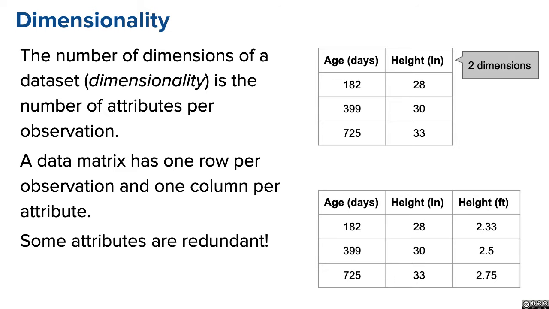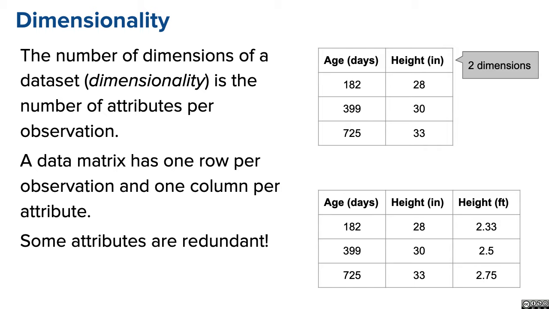And this table here has the same data on people, but it has an additional column for height in feet. And you'll notice that the height in inches and the height in feet are kind of redundant to each other. If you know the height in inches, you can find the height in feet. If you know the height in feet, you can find the height in inches. And to capture this idea that sometimes you have redundant data in your data table, we use the term dimensionality differently from the number of columns.